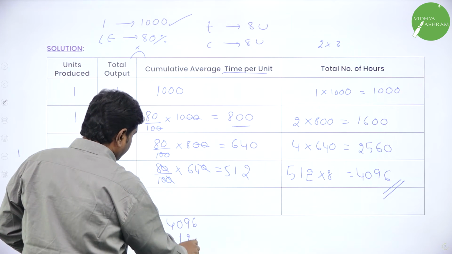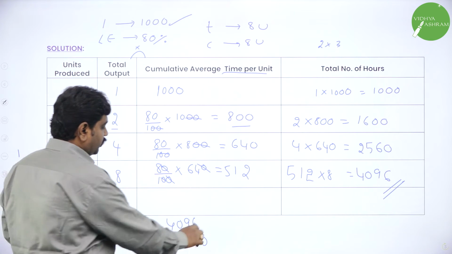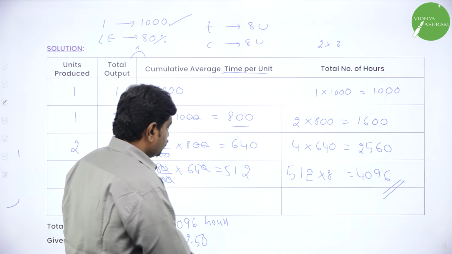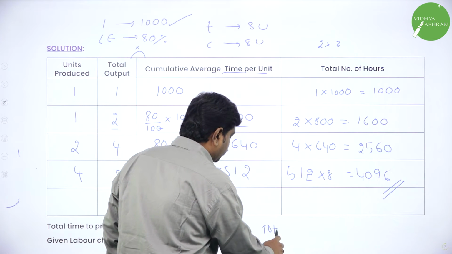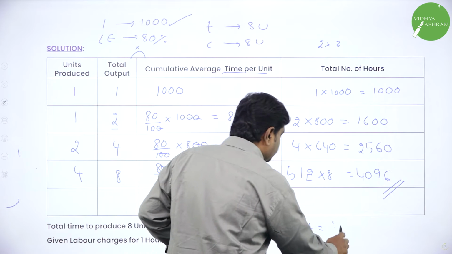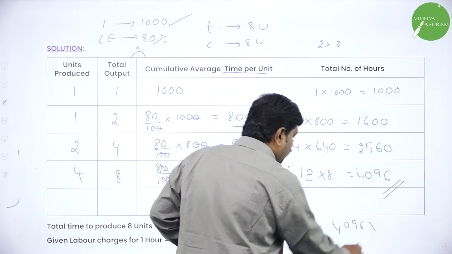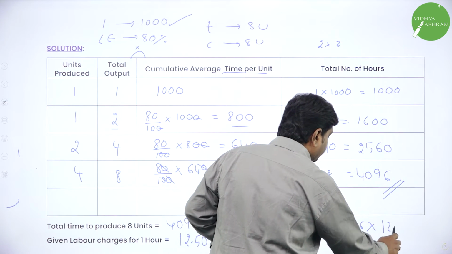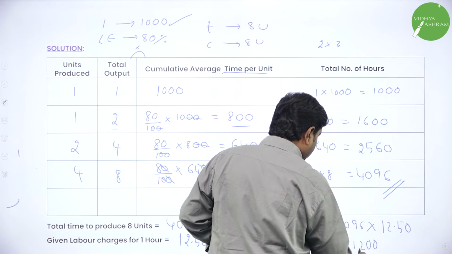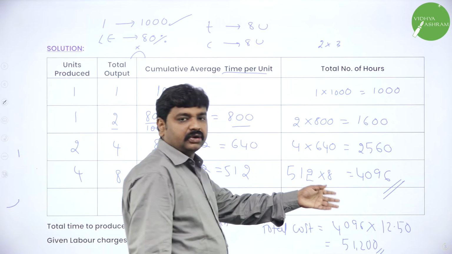And the total labor hour rate, they have given 12 rupees 50 paise. Now this is hours, this is rupees. Now I need to calculate the total cost, so I'll write it here. Total cost is equal to the total number of hours required, 4096, into the cost per hour. What is the cost per hour? 12 rupees 50 paise. If I multiply these two, I'll get 51,200 rupees. You can use a calculator to calculate this.